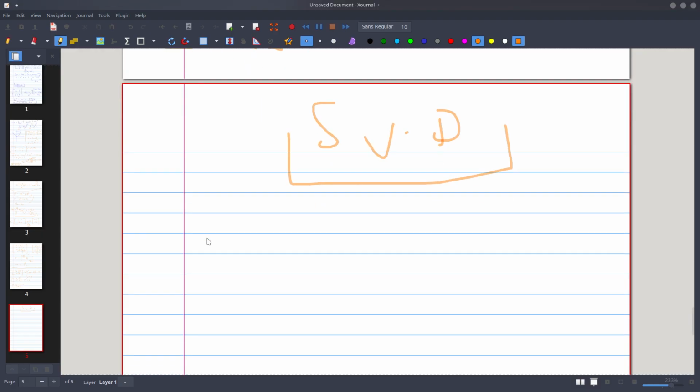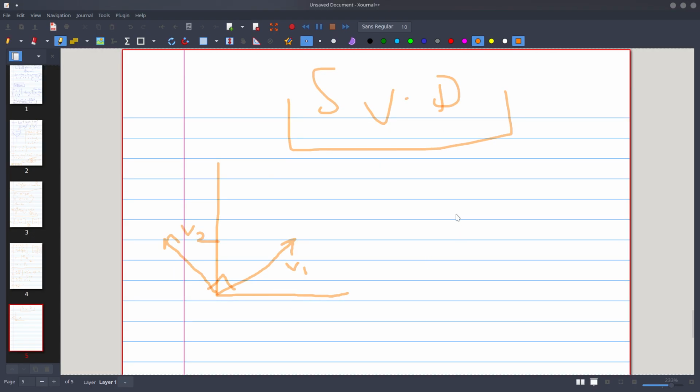If you had some vector in the row space like this, let's call this v1, and some other vector over here, we'll call it v2, also in the row space, and these two vectors are orthogonal to each other, then we can obviously normalize them, so we get an orthonormal basis for the row space. And we have some vectors in the column space, which we can call u1 and u2.